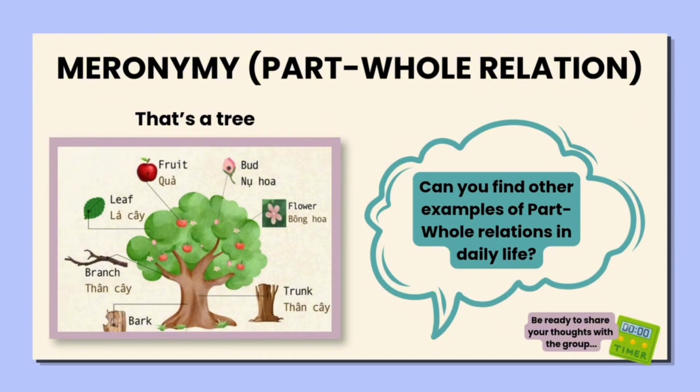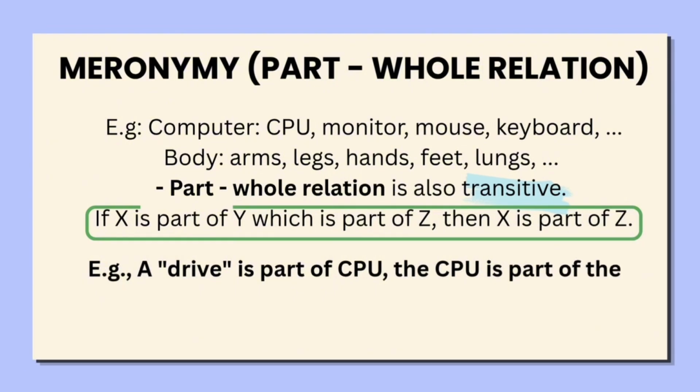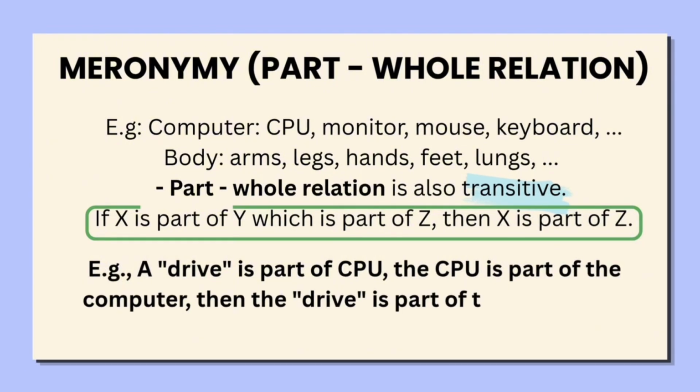Next is meronymy, or the part-whole relationship. Unlike hyponymy, meronymy is not about categories. It is about composition, or parts belonging to a whole. For example, a branch is a part of a tree. Examples of meronymy include CPU, monitor, and keyboard are parts of a computer.